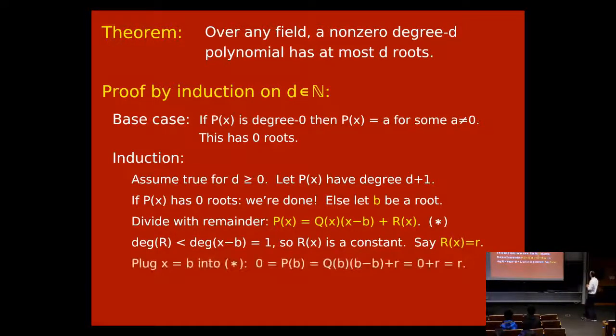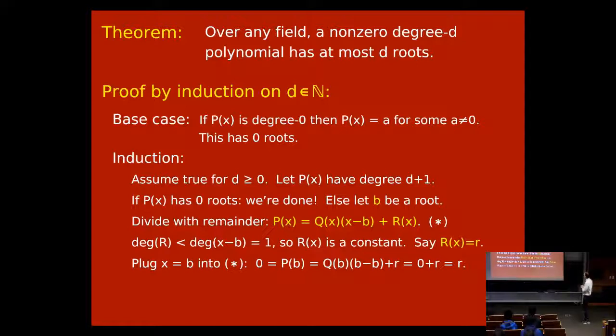Now I haven't even used the fact yet that b is a root, so I'll use that now. Since b is a root, when I plug it into p of x, I get 0. That's the definition. But this is an equality, so I'll plug it into the right-hand side. I get q of b times b minus b, so that's 0, plus little r. So that proves that r is 0.